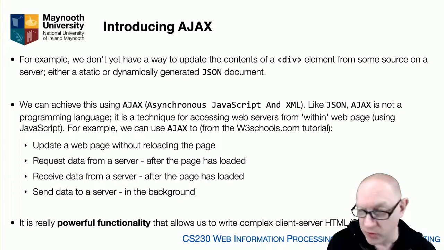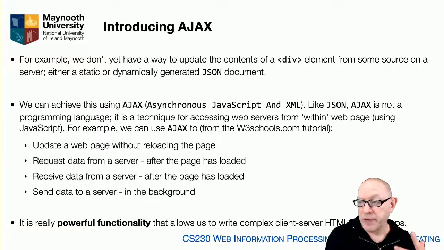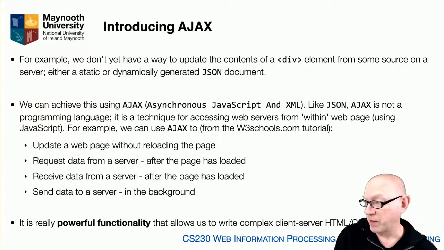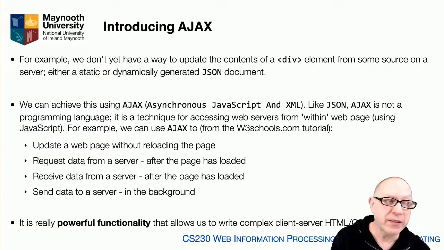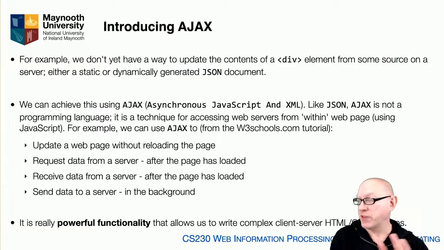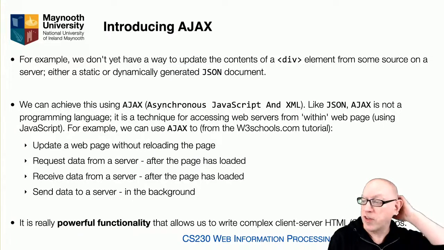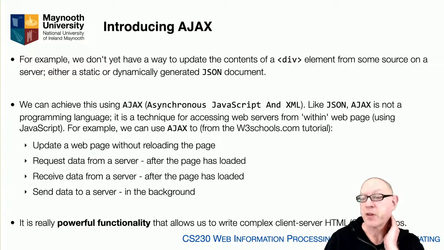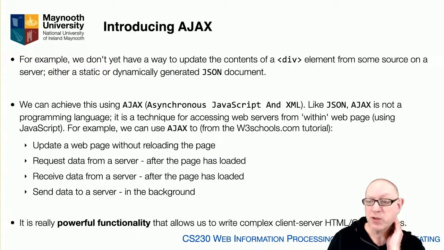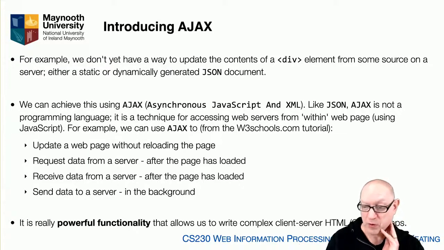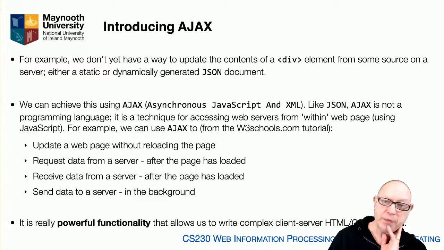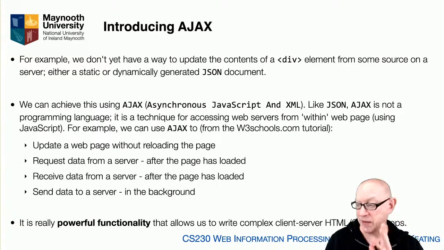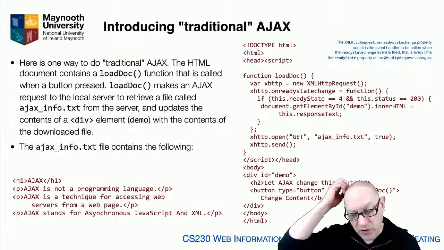And we can do this using Ajax, okay? Ajax stands for asynchronous JavaScript and XML. So like JSON, Ajax is not a programming language. It's just a technique for accessing web servers from within a web page using JavaScript. If you look at the W3Schools tutorial, we can use Ajax to update a web page without reloading the page. You can request data from a server after the page has been loaded, receive data from a server after the page has been loaded, and send data to a server in the background. It's really, really powerful functionality. And we can write complex client-server HTML, CSS, and JS apps because we have Ajax present.